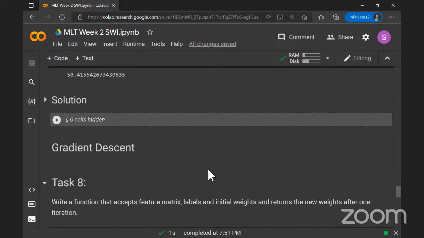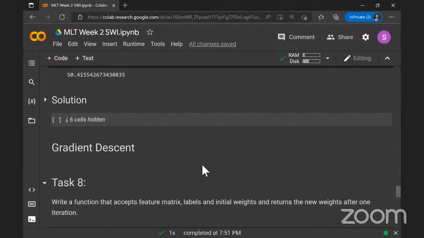Do you want me to solve this, or do you want to take some time and write in the chat box? Hello, am I audible? So please solve it.